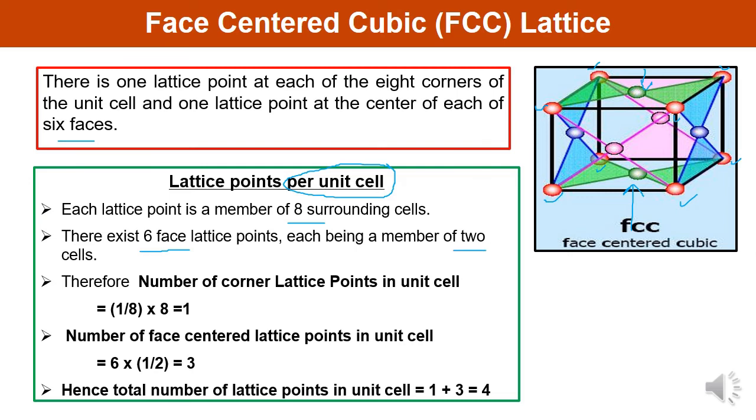So first you have to calculate the number of corner lattice points in the unit cell. That will be what? 1 by 8 into 8, which is equal to 1. And second is the number of face-centered lattice points in the unit cell. You know that there are 6 faces and each is a member of 2 cells. So 6 into 1 by 2, which comes out as 3. So the total number of lattice points in the unit cell will be what? 1 plus 3, which is equal to 4. So this is the case of the face-centered cubic lattice.